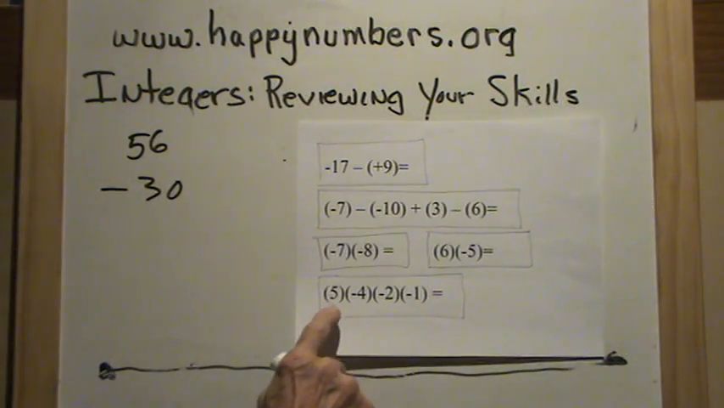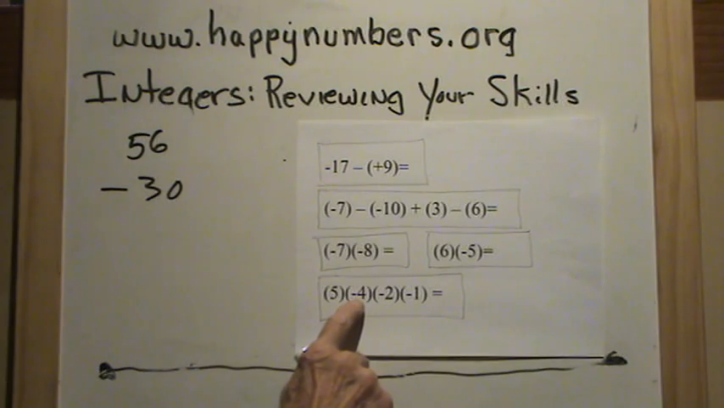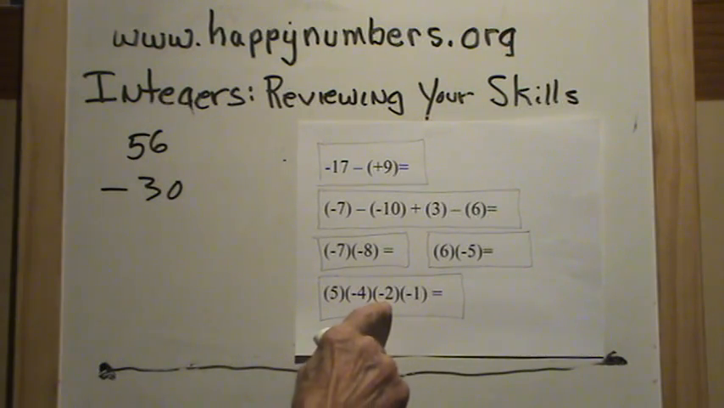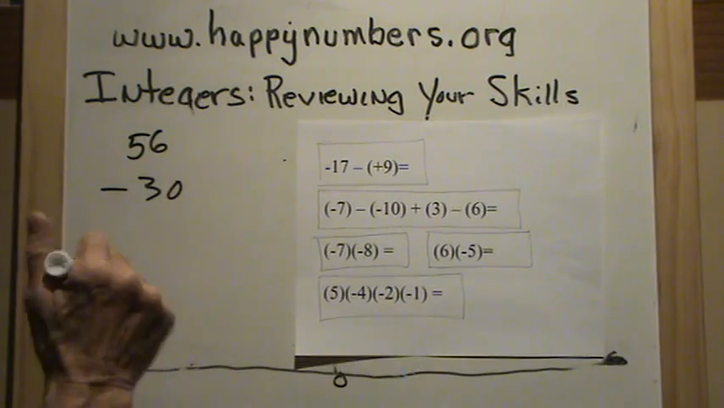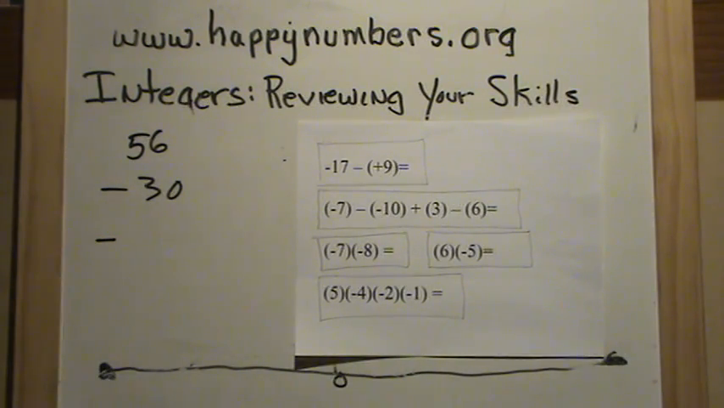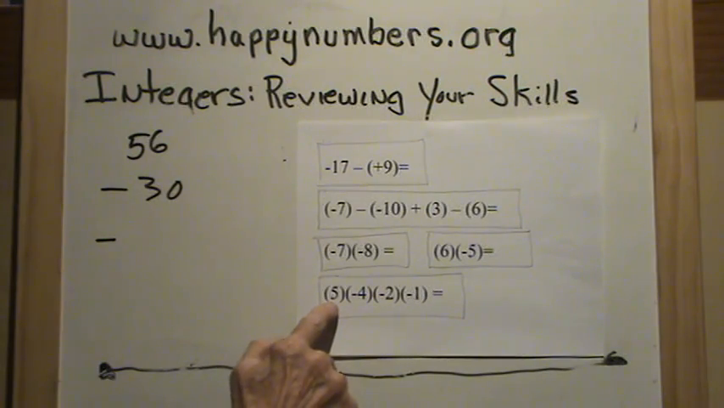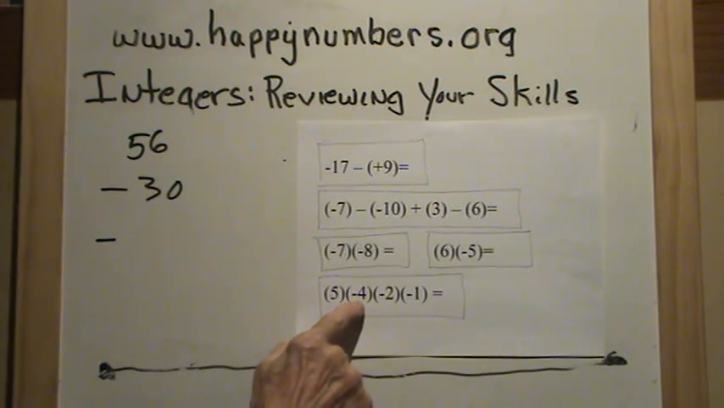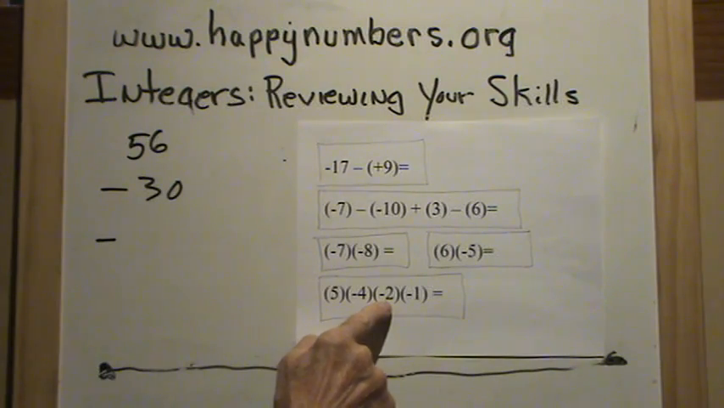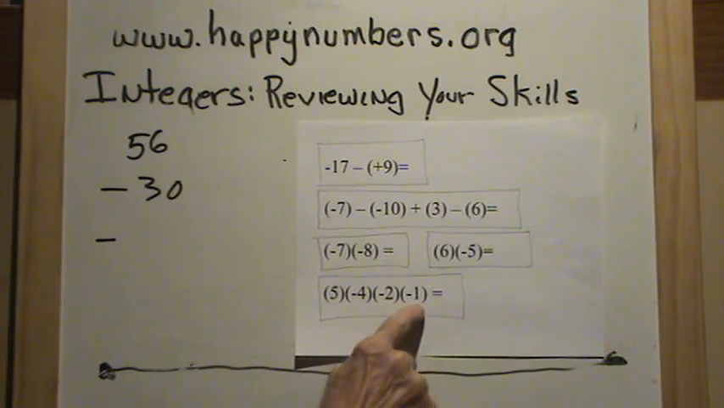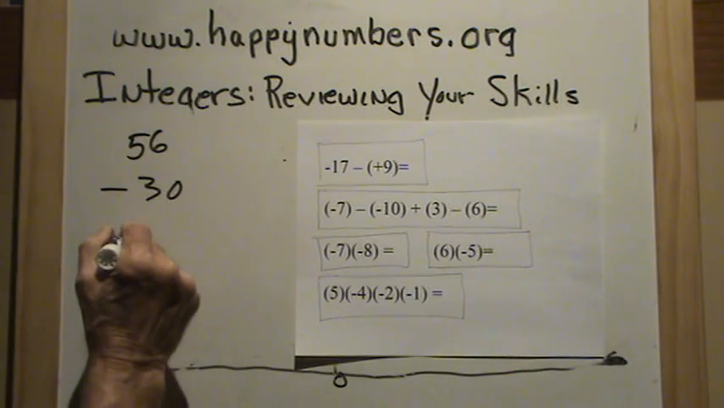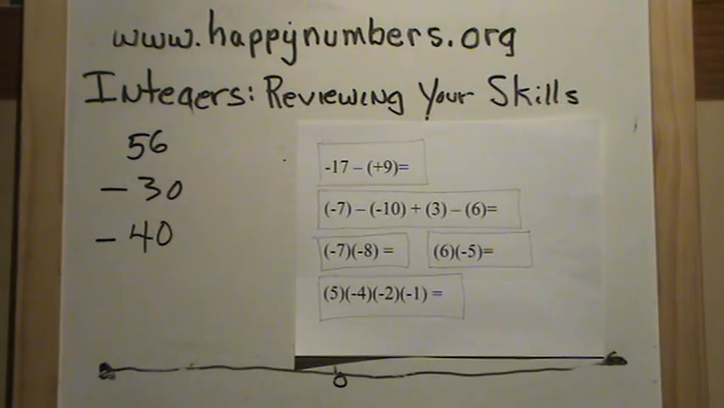Here, I'm multiplying a positive times a negative. So I know that would give me a negative. Then I'm multiplying a negative times a negative, and I know that would give me a positive. And then a positive times a negative would give me a negative. So I know my answer is going to be negative. Now I just do the multiplication. 5 times 4 is 20. 20 times 2 is 40. 40 times 1 is 40. So the answer is negative 40. Good.